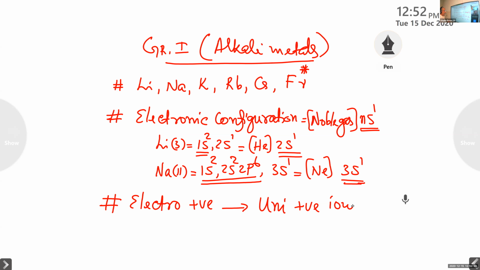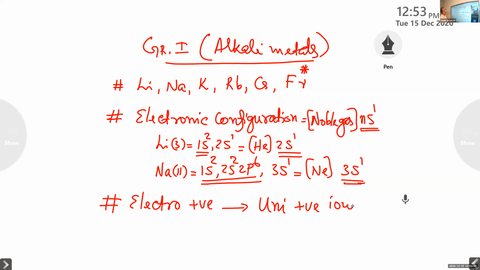And therefore, they can form unipositive ion. There is only one electron in the outermost level, in the valence shell. And that single valence electron can be easily removed, forming a unipositive ion. Say, for example, lithium gives Li+ ion, sodium gives Na+ ion, potassium gives K+ ion, etc. And so, alkali metals are highly electropositive.